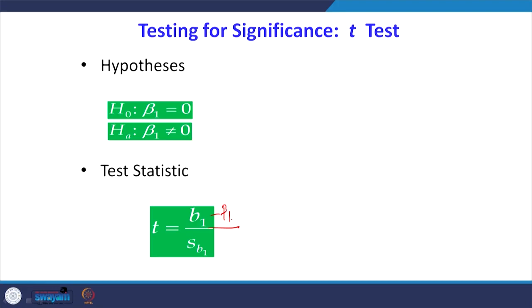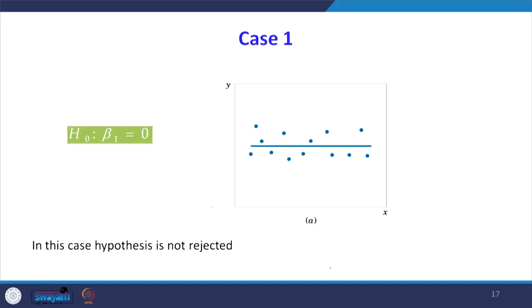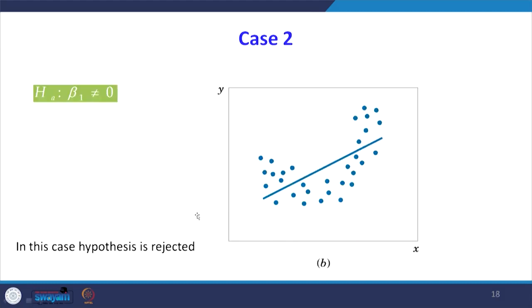So, since we are assuming beta 1 is 0, the test statistic is simply B1 divided by SB1. What is the meaning of beta 1 equal to 0? That means there is no relation between x and y. When you plot the data, in this case the hypothesis is not rejected, it is accepted, because beta 1 equals 0.